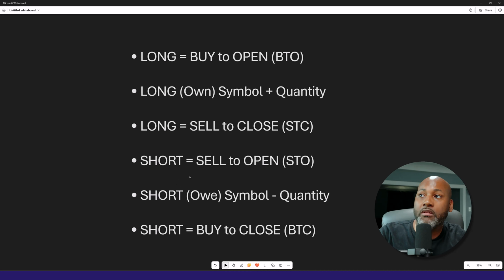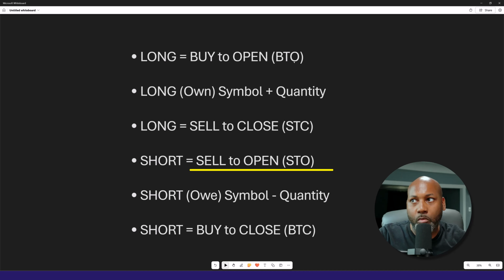So when you open and close or manage a short position, first thing you're going to do is sell to open. And they abbreviate these. You've got STO, that's sell to open. STC is sell to close. BTO is buy to open. But we're talking right now about the short position. But those are the abbreviations that they use to describe it.